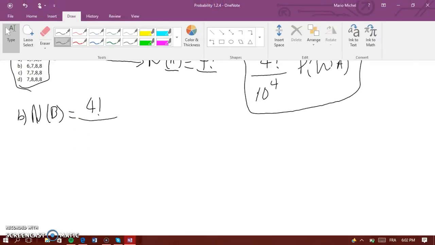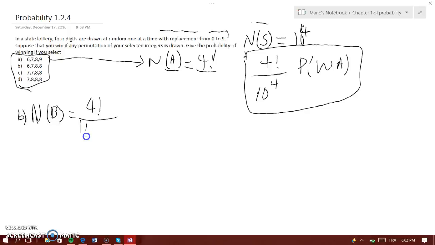Because you have 1 6, you have 1 factorial. You have 1 7, 1 factorial, but now we have 2 8s, so that'll be 2 factorial. Yes, this is the other part of the method of enumeration, because we have a distinguishable permutation right here. Why do we have a distinguishable permutation? Because one number is repeated more than once.